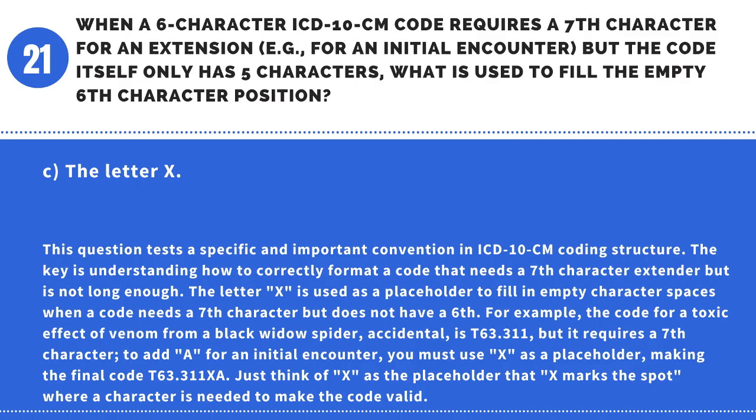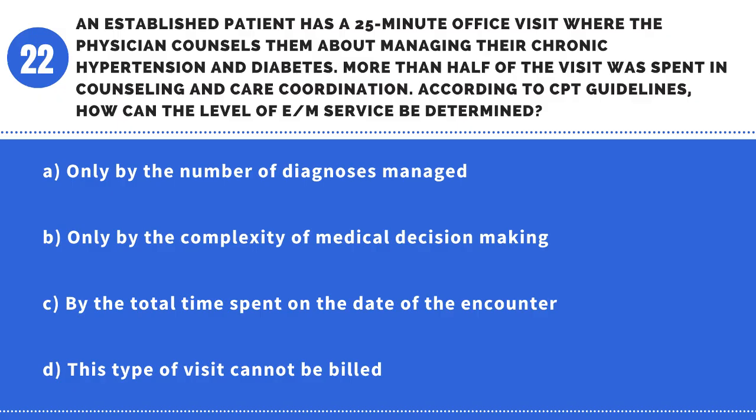Question 22. An established patient has a 25-minute office visit where the physician counsels them about managing their chronic hypertension and diabetes. More than half of the visit was spent in counseling and care coordination. According to CPT guidelines, how can the level of E/M service be determined? A. Only by the number of diagnoses managed. B. Only by the complexity of medical decision-making. C. By the total time spent on the date of the encounter. D. This type of visit cannot be billed.